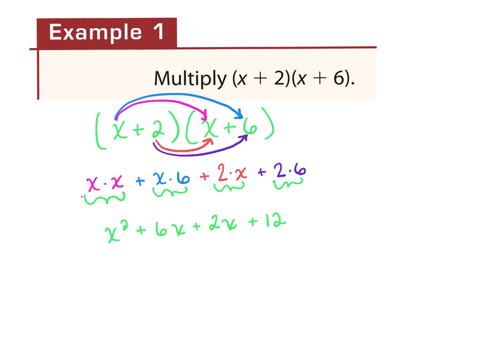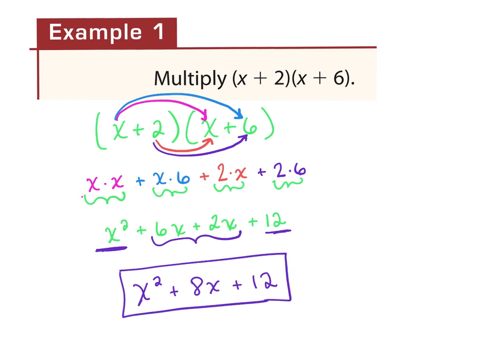Am I done, you think? Why not? I have like terms. What are my like terms? Yeah, the 6x and the 2x. These are like terms. This doesn't have anything in common. It is going to stay the same, x squared. I have 6x plus 2x. How many x's do I have? 8x, and then this does not have anything to combine, so it also stays the same. That's going to be 12.